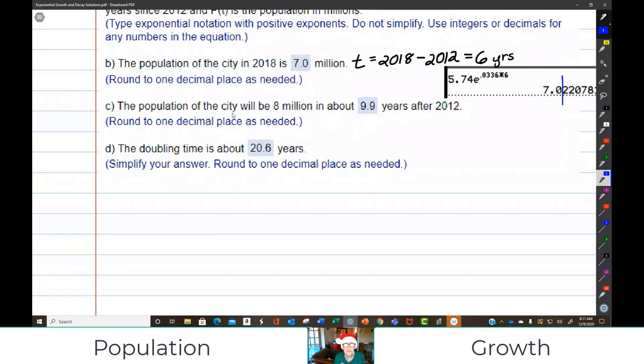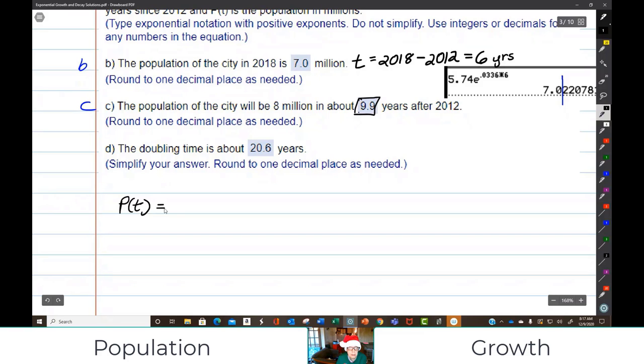Okay, the population of the city, this is B. So here's C. The population of the city will be 8 million in about how many, because this is the answer we don't know yet, in about how many years? I don't know. So let's do it. Our population after time is being called P of T.